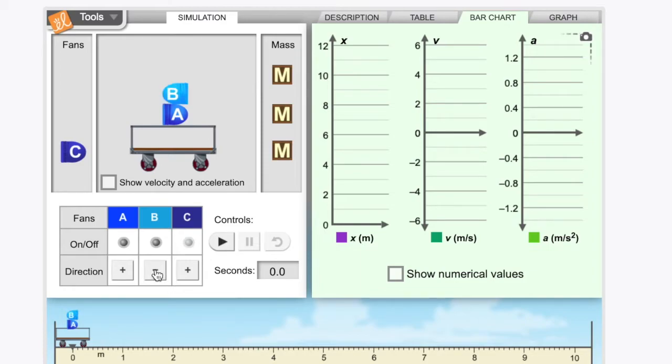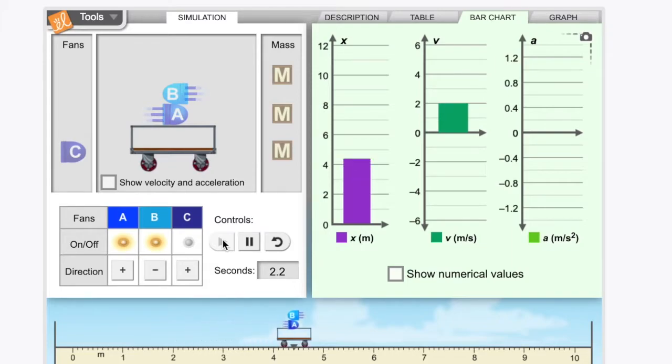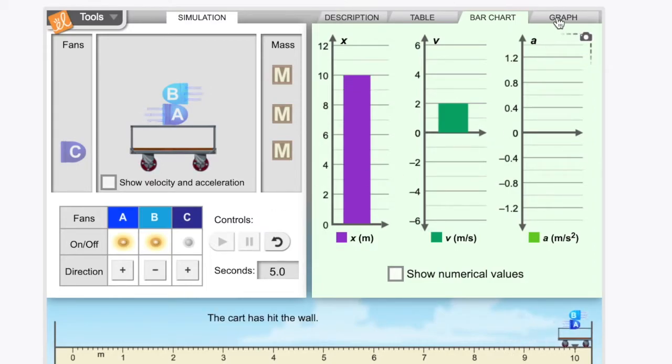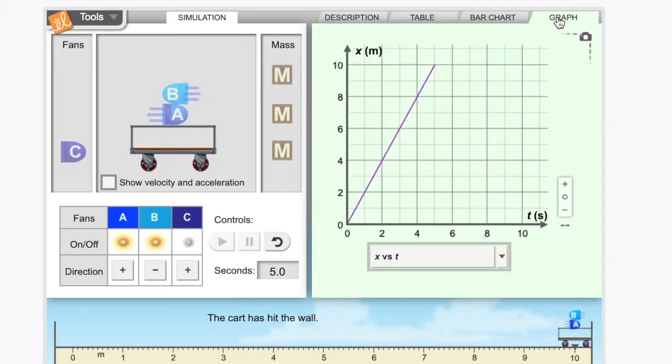So I've got 2 fans that are going in opposite directions. I'm going to turn on both fans and hit play. What do we see happening? Is the velocity changing? No. What's the acceleration? 0. Do that one more time so you can see. Okay, so now we're going to look at the graph tab.